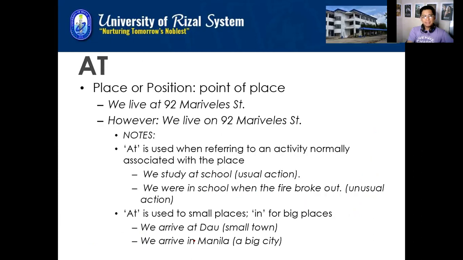Okay, something like that. Then at. Okay, so this is another commonly used preposition. So place or position, point of place. If you're pertaining to a specific place, then we have to use at. So let's say we lived at 92 Mariveles Street. So you're particularly specific with the street. Okay. However, we can say we live on 92 Mariveles Street.